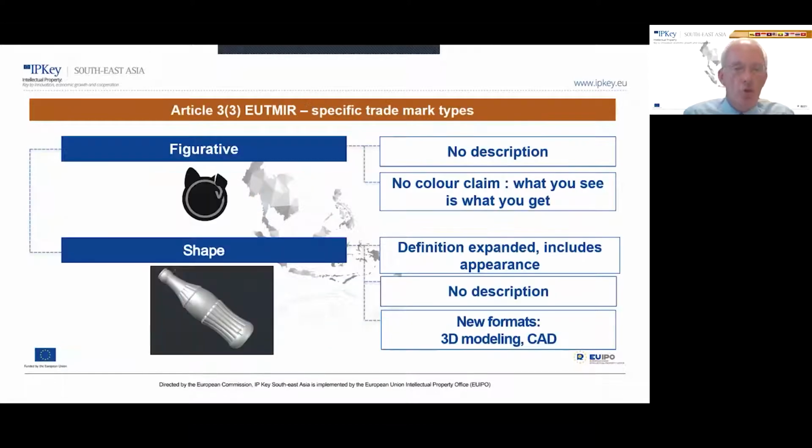So here, first of all, we have figurative marks. With figurative marks, it's not possible to have a description. So this is seen as being what you see is what you get, meaning that applicants are only asked to reproduce the verbal or the device elements graphically. It's new that you can't actually have a description for us. Before you were able to, and also there's no color claim. What you see is what you get. That's all there is, no description whatsoever.